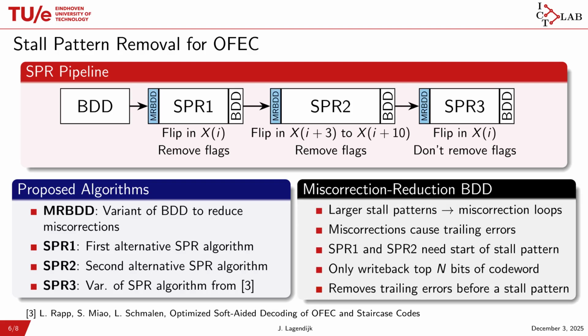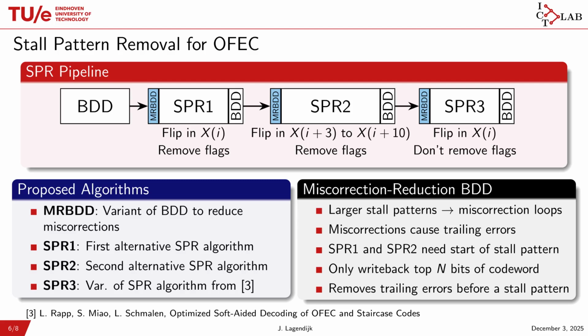So let's first talk about miscorrection reduction BDD. In larger stall patterns, you'll have miscorrection loops, where a code word will miscorrect and add an extra error. So it will think that it's a different code word from the original code word, add an extra error, and then the competing code word, that's the other big code word protecting the bit, will correct that error, and it will get stuck. It will keep fighting over this bit, telling, no, it should be a 1, it should be a 0. The BDD decoders will then always tell you, yeah, I've updated errors.